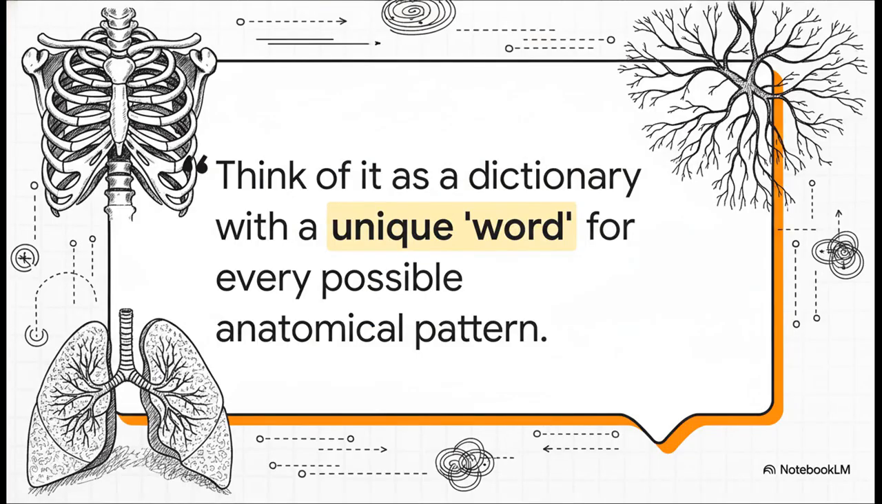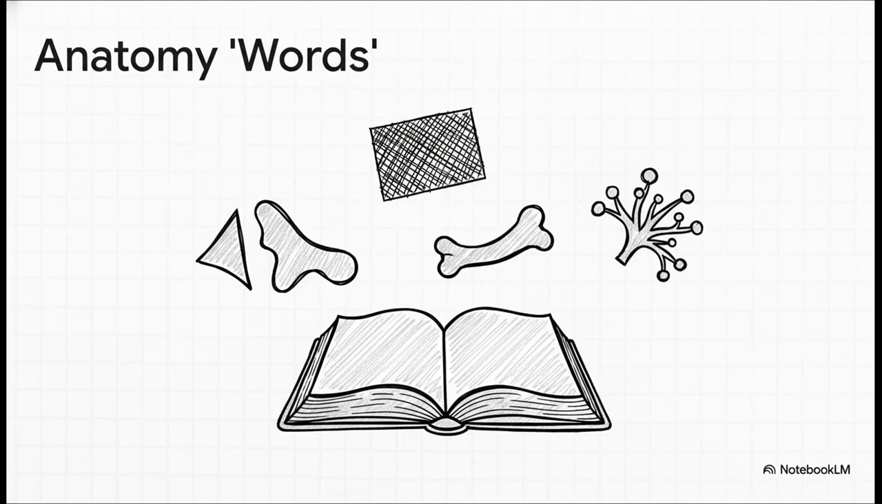And this quote just nails it. It really is like having this special dictionary where there isn't just one word for bone, but thousands of unique words for the specific curve of this rib, the intricate texture of that lung tissue, or the delicate branching of a tiny blood vessel. So you might be wondering, where does the computer learn all these words? Well, it learns from us.